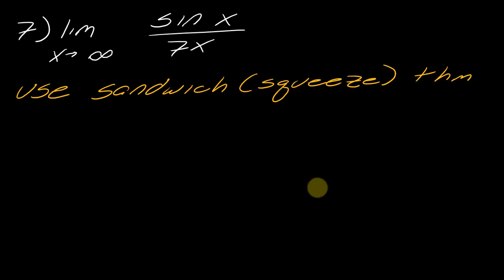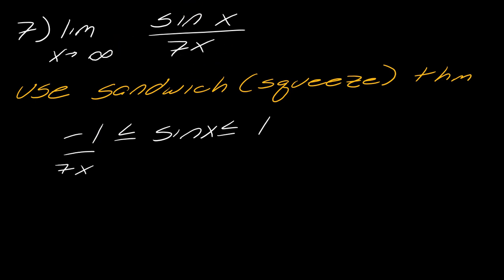And this works really well when you have trig functions in particular, because you know for sine that it cannot exceed -1 or 1 in either direction, right? So that's great. And then if I want to now relate this to this function, and I forgot the x, sorry, my bad, I can just divide all sides by 7x.